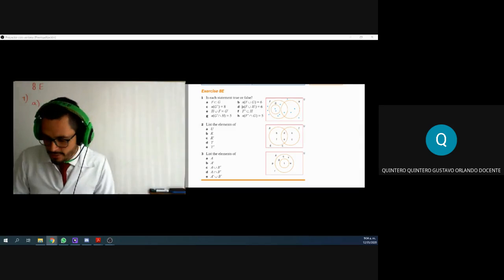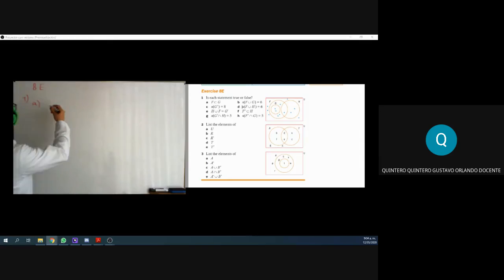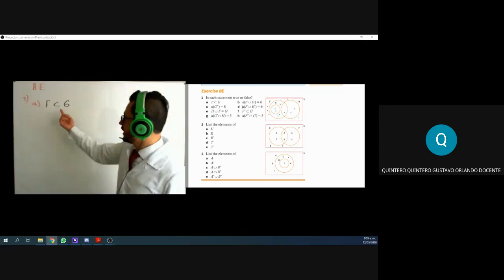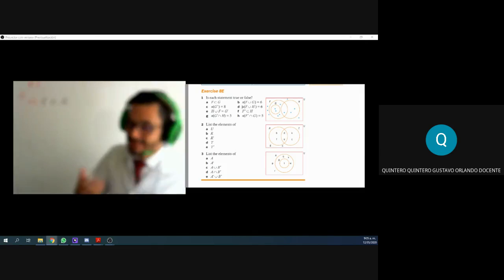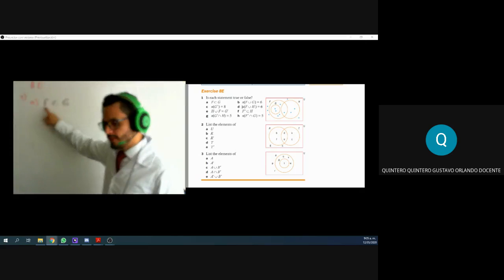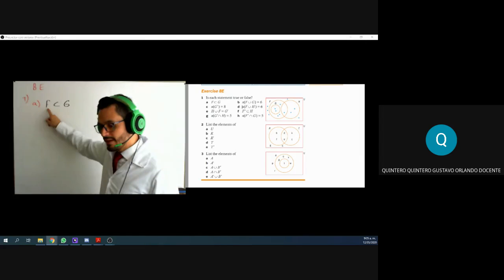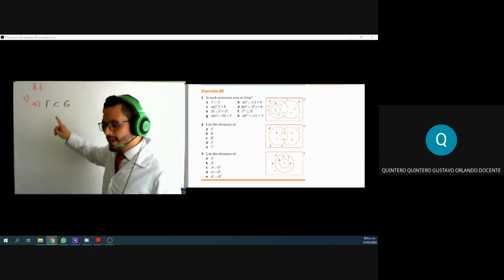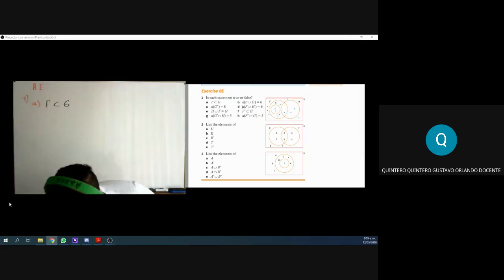All right, so let's focus on the first one. F contained in G. Now I like to read it like this, contain. But the idea of this little sign is that every single element in F is also an element in G. And as you can see in the book, let's see if I can show it to you. Yes. All right. As you can see, not every element in F is also an element in G.